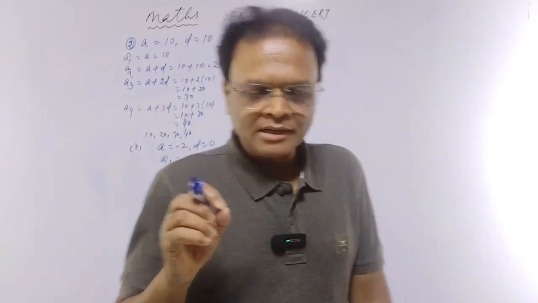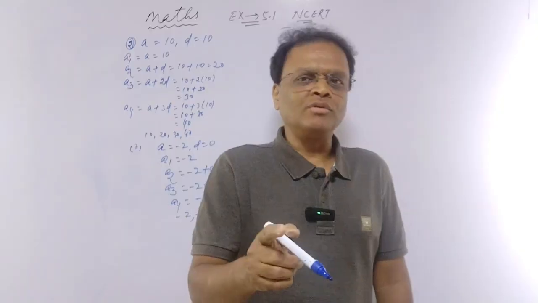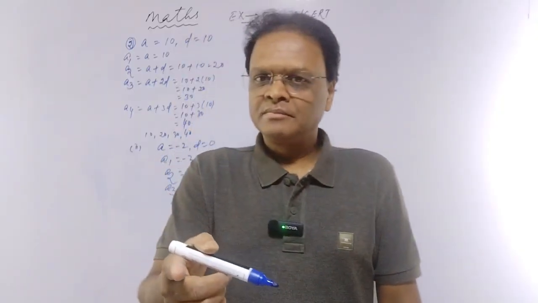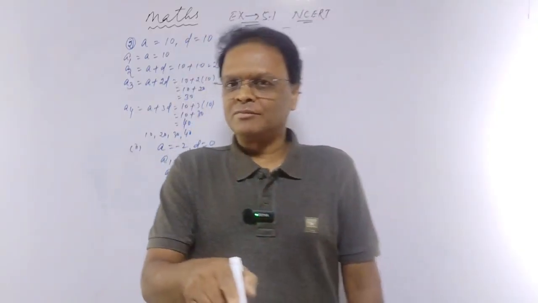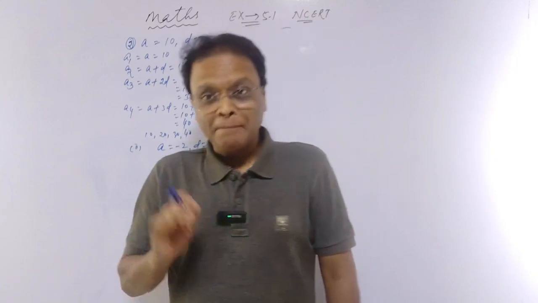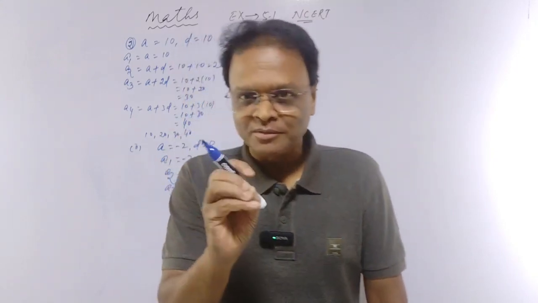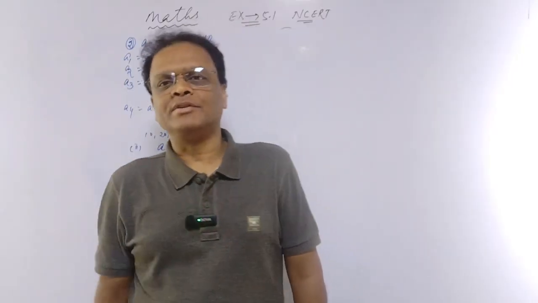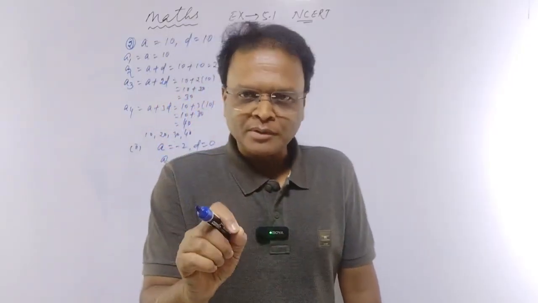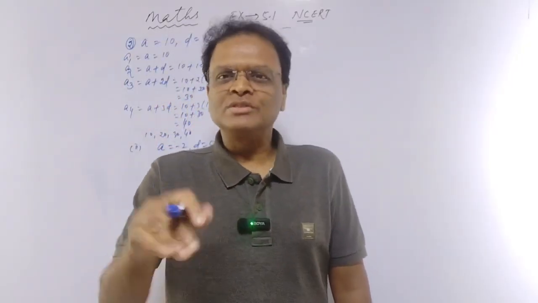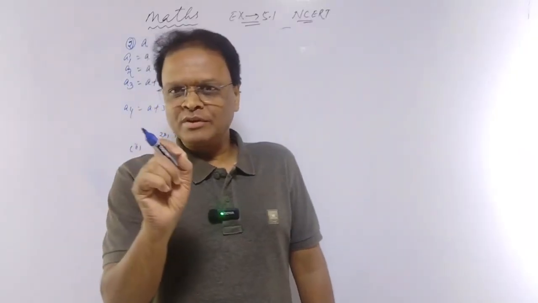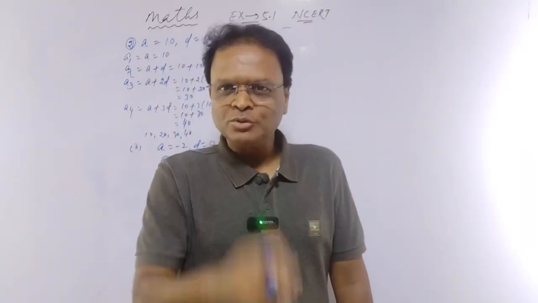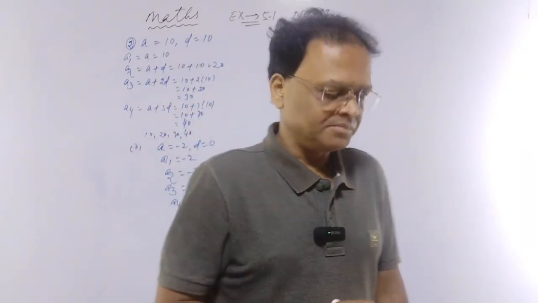Very simple. Let me repeat. If I want to find A4, the formula is A plus 3D. If I want to find A5, formula is A plus 4D. But if I know fourth term, then I can immediately add D, I'll get the fifth term. अगर आपको फिफ्थ टर्म मालूम है और D मालूम है तो सिक्स्थ टर्म भी हो गया. कैसे? फिफ्थ टर्म whatever is given, just you do D plus, that is your sixth term.